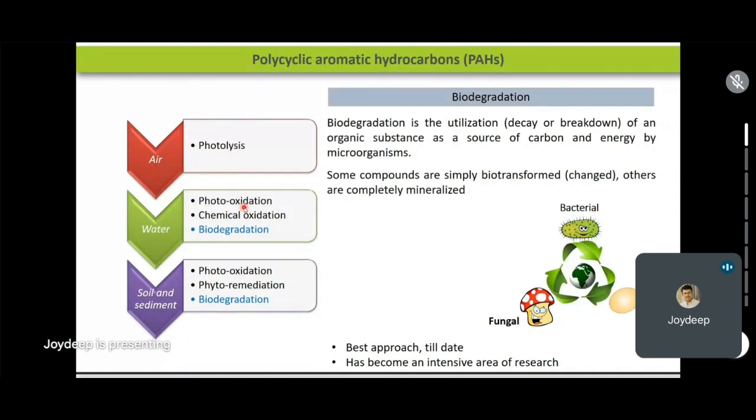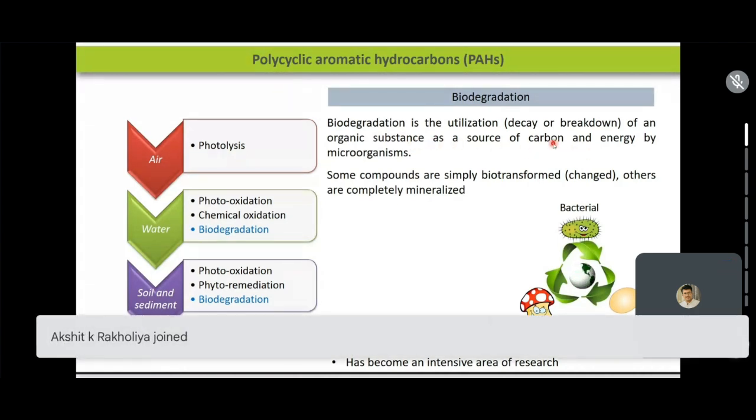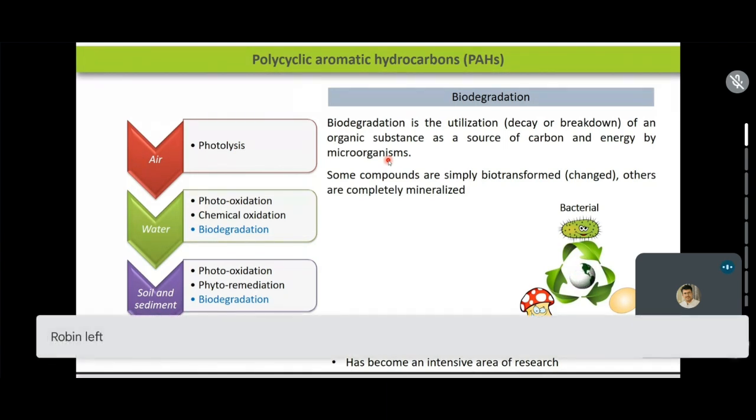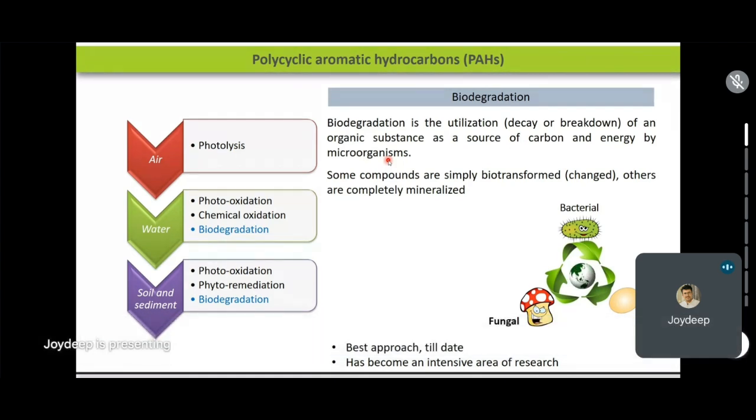But among them, the most widely used or the most preferred one is biodegradation. So what is that? This is the utilization, that is decay or breakdown, of an organic compound as sole source of carbon and energy by microorganisms. So whenever any microorganism is utilizing a carbon compound as its source of carbon and energy, and breaking it down to get nutrients or to get energy, that would be called biodegradation. It can be a bacteria, it can be a plant. In case of plants, especially, we give a separate name and we call it phytoremediation.